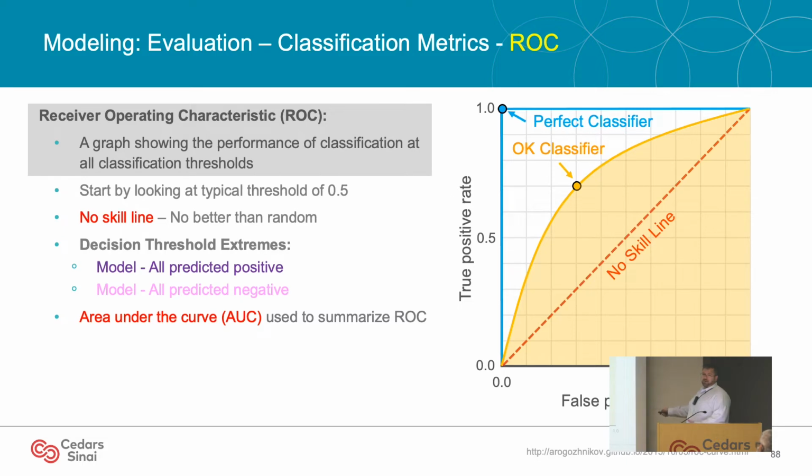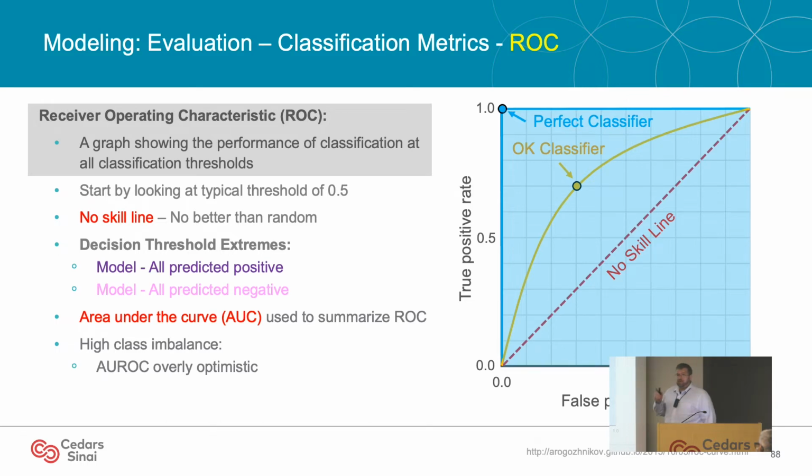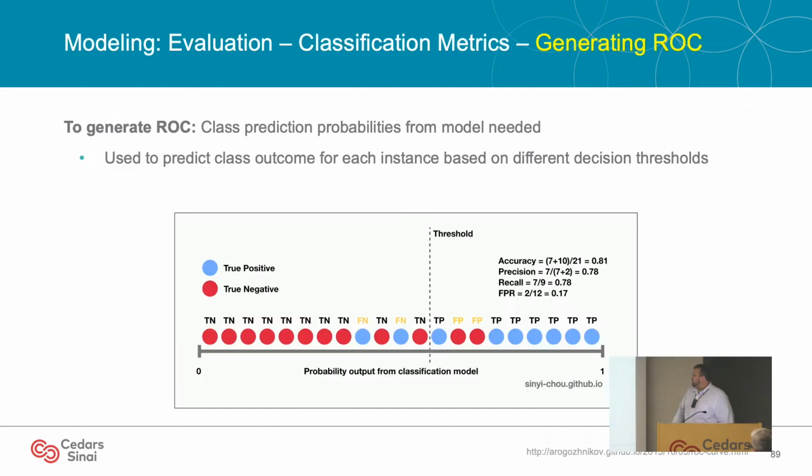We can also look at the area under the curve for the OK classifier and the perfect classifier, right? And so an area under the curve of 1 is the best you can do. Notably, if you have high class imbalance in your data set, using this curve and area under the curve can be overly optimistic. So you can actually bias your evaluation if you have a highly imbalanced data set and you use only the ROC curve to evaluate performance. And that's why I'd recommend, if you have imbalanced data, you also consider a precision-recall curve.